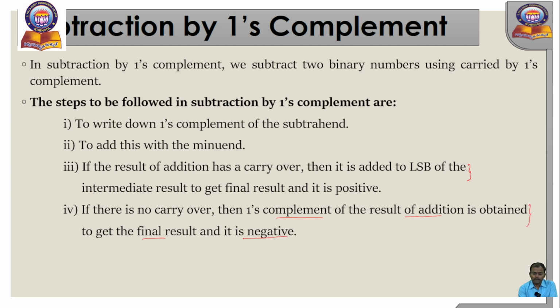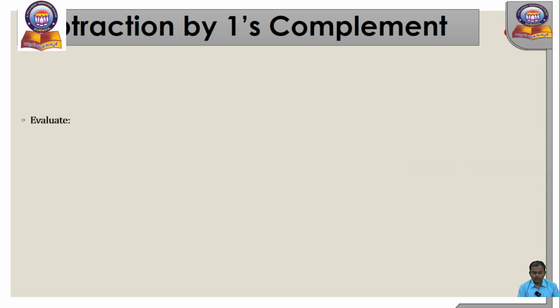In the 1's complement method, if a carry is generated after the addition, that carry needs to be added to the LSB of the intermediate result to get the final result, and that result is positive. If there is no carryover, then the 1's complement of the result of the addition is obtained to get the final result, and the result is negative. We will see them one by one.